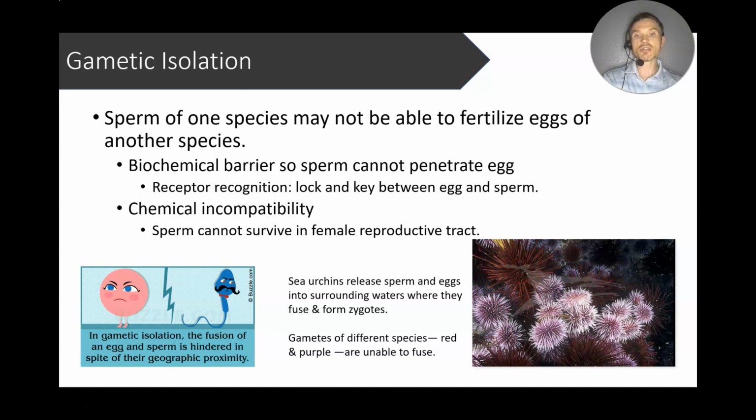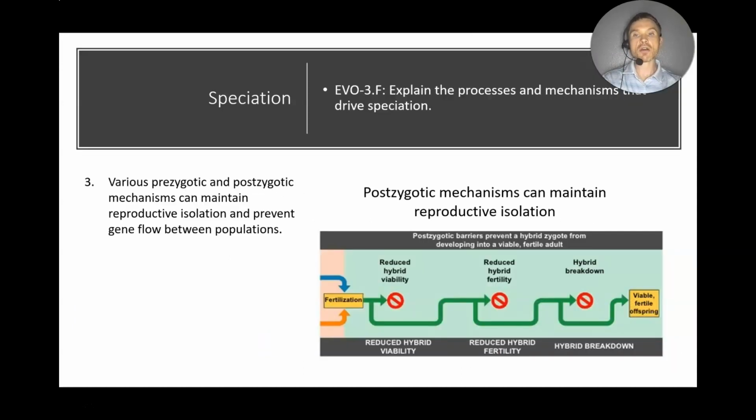Example in nature includes sea urchins. So sea urchins actually release their sperm into the water, and these sperm try to fertilize eggs in the surrounding area. If the sea urchins are not the same species, the sperm is unable to successfully penetrate the egg and complete fertilization. So that's how the two species of sea urchins are able to prevent fertilization from occurring. So those are the 5 prezygotic barriers.